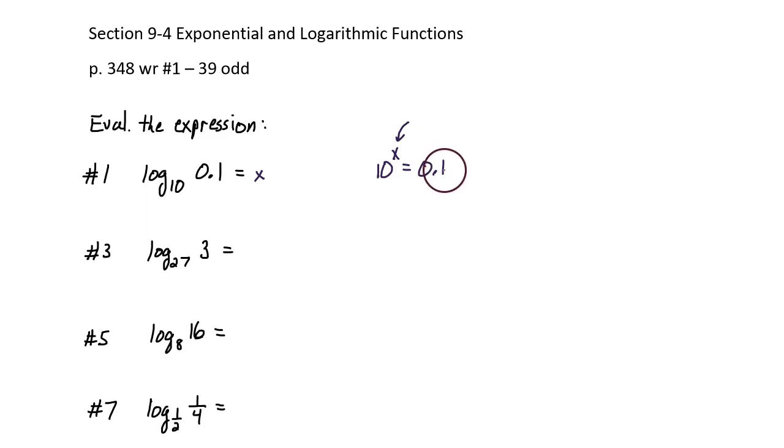0.1 is the same as 1/10, which is the reciprocal of 10. Therefore, the exponent x must be -1. This logarithm is equal to -1.